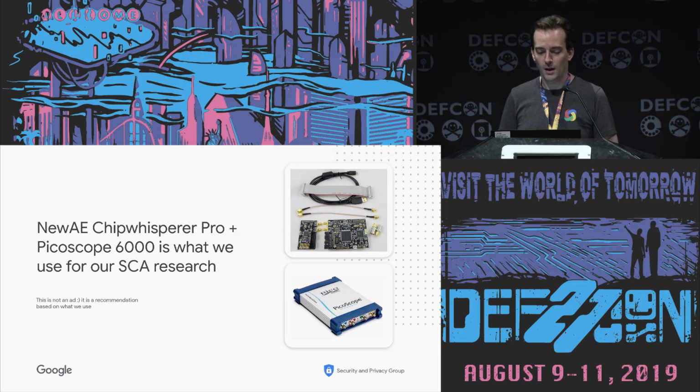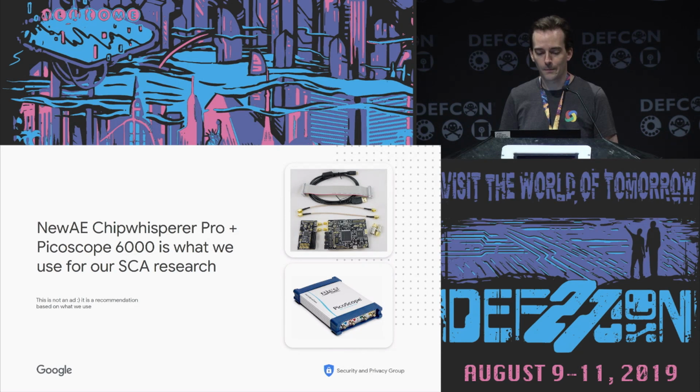And the reason why we picked the PicoScope 6000 series is because it can sample at a very, very high rate. It can go up to 5 gigasamples per second, so we can attack a chip that is running at 1 gigahertz. And it also has very big memory. It can store up to 2 gigasamples in memory, and that's very important when you start attacking asymmetric cryptography like RSA or elliptic curve because the traces are really big.